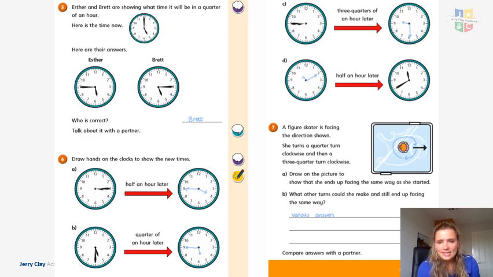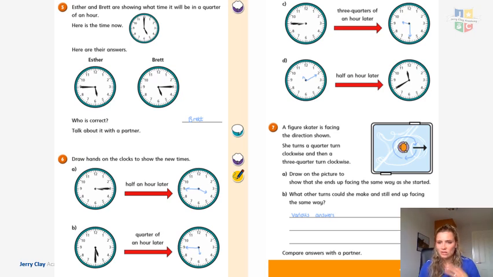Number 7, a figure skater is facing the direction shown. She turns a quarter clockwise and then 3/4 turn clockwise. Draw on the picture to show that she ends up facing the same way as she started. So you should have drawn a quarter turn using the arrow first, and then 3/4 turn using the arrows after. Now you must do it this way to show the turns and also to show it in the correct direction. What other turns could she make and still be facing the same way?